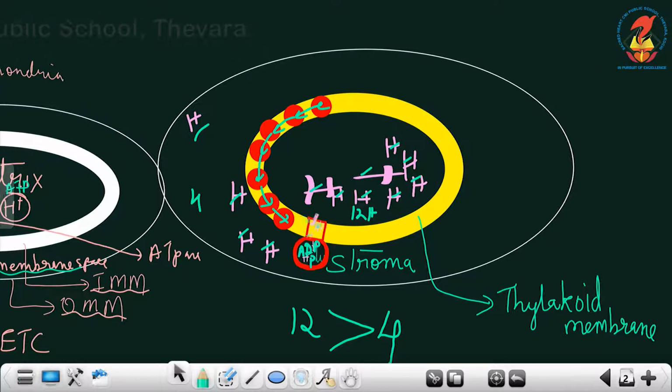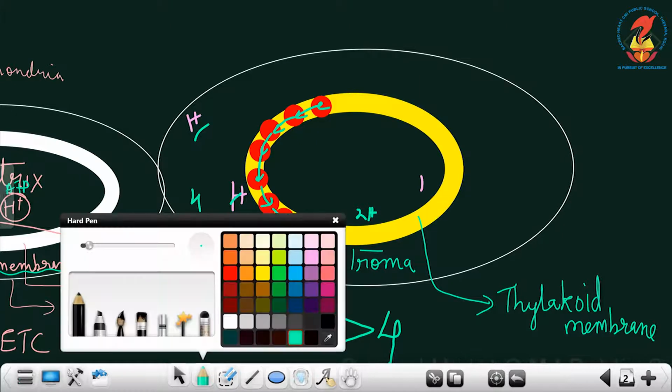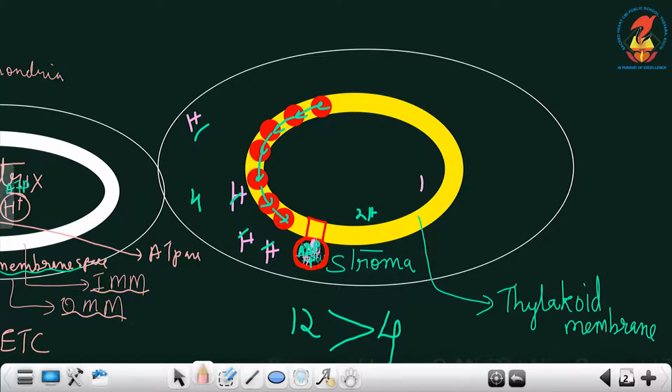See, they are passing through the channel. Again the protons pass through the channel and get into the globular head. Again, protons from the lumen of the thylakoid get in through the channel called F0 to the F1, and this results in the coupling of ADP and P to form ATP.